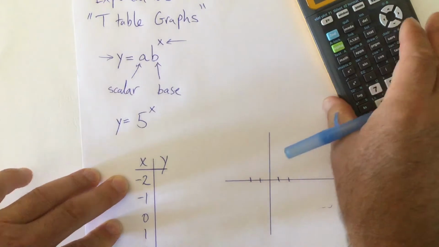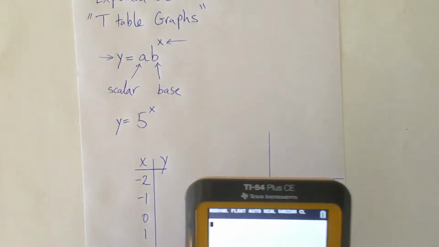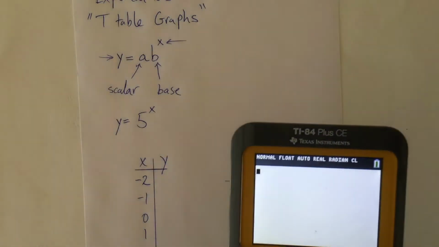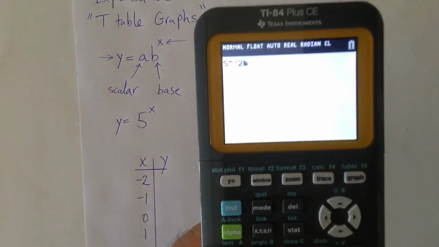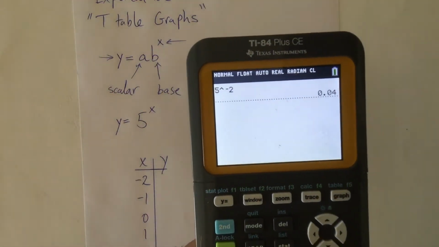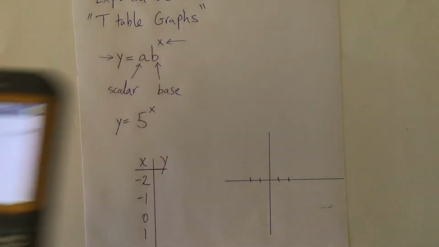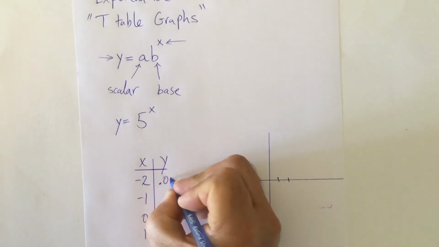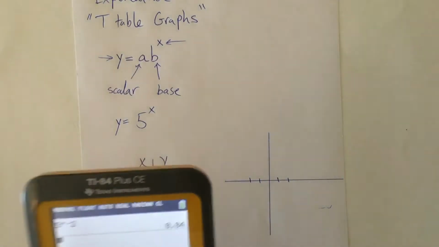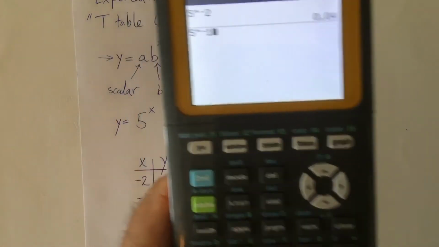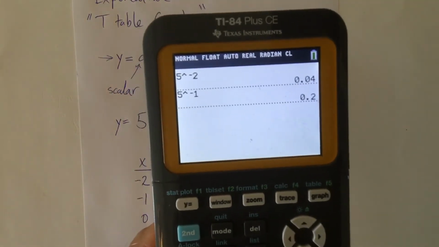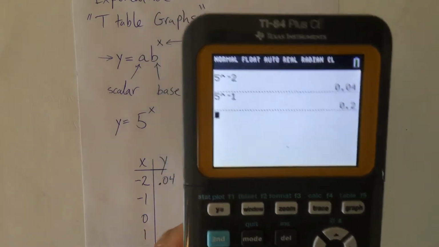Well, let's find out what we get. I could go to table, but if I did 5 to the power of -2, so remember, 5 to the power of -2, I get 0.04. That's a very tiny number. How about when I do 5 to the power of -1? 5 to the power of -1 gives me 0.2.